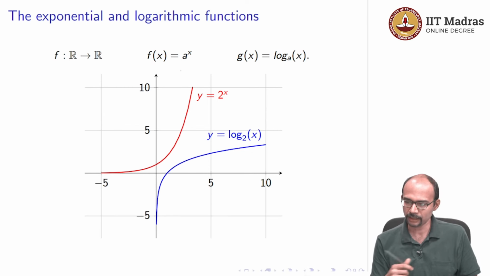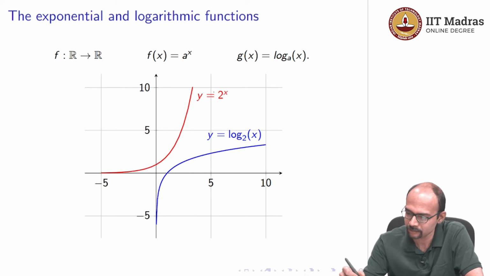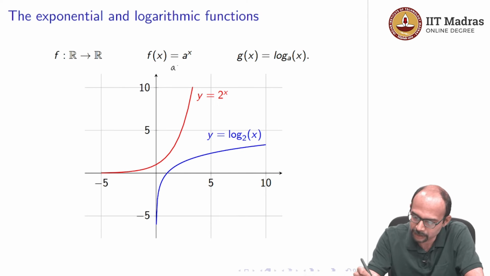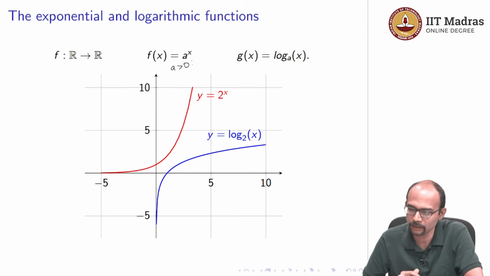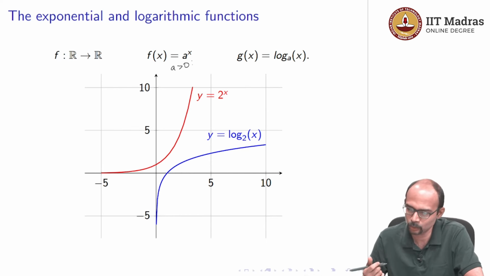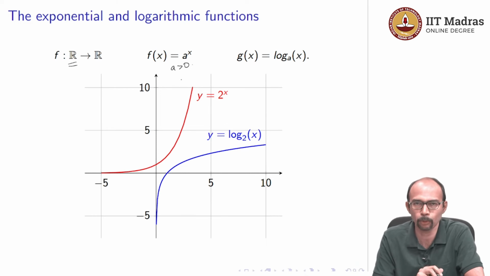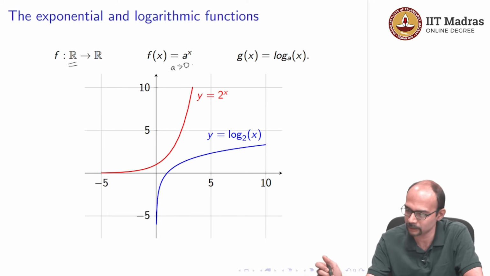And I have to point out one thing. In whatever I said, this a here better be a positive number, because if you have a negative number, then we are going to really struggle when we take roots, and if it is 0, then when you divide, we will have trouble. So for this to make sense on the entire domain R, a better be a positive number. So here a is greater than 0.